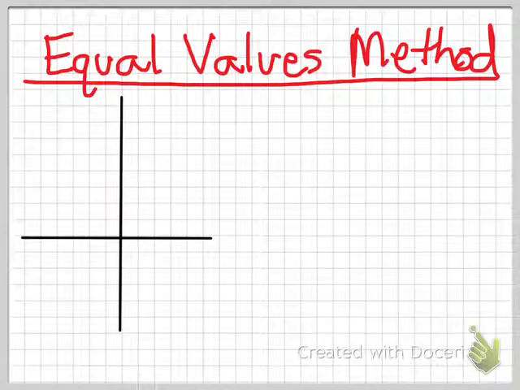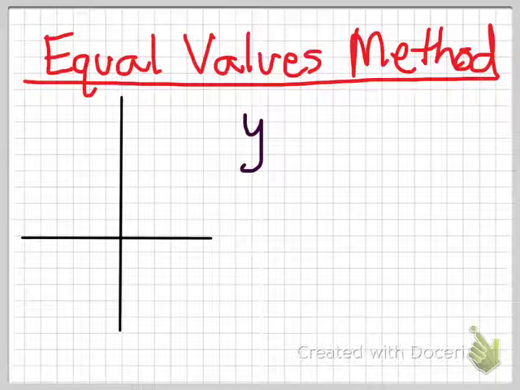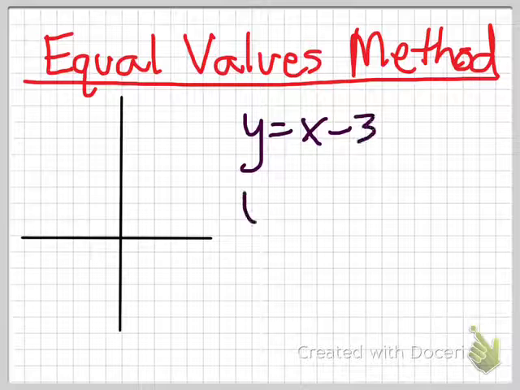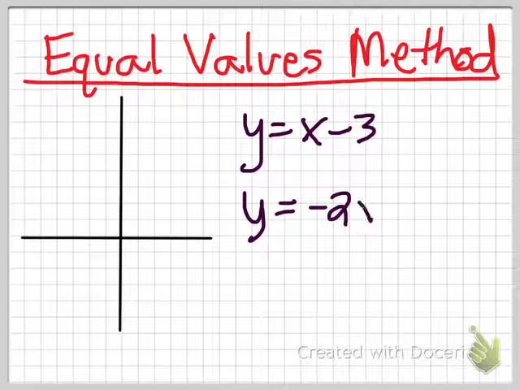So we're going to do a little video here on the equal values method, and this is kind of a nickname for learning how to find where two lines on a graph are going to cross each other. So our example that we're going to use is we're going to have these two lines. I'm going to make them up here. How about y equals x minus 3, and y equals, how about negative 2x plus 6.